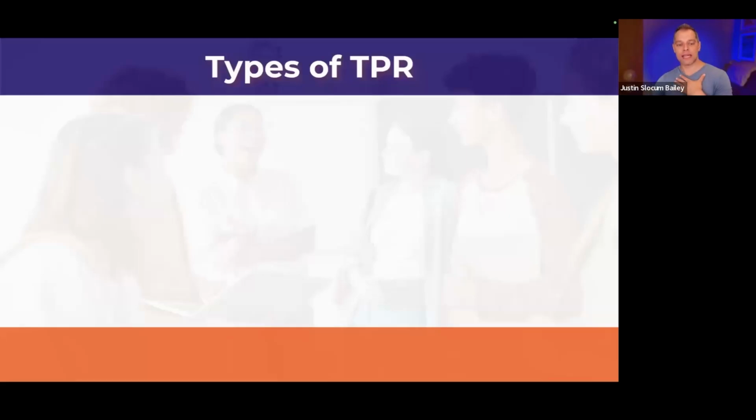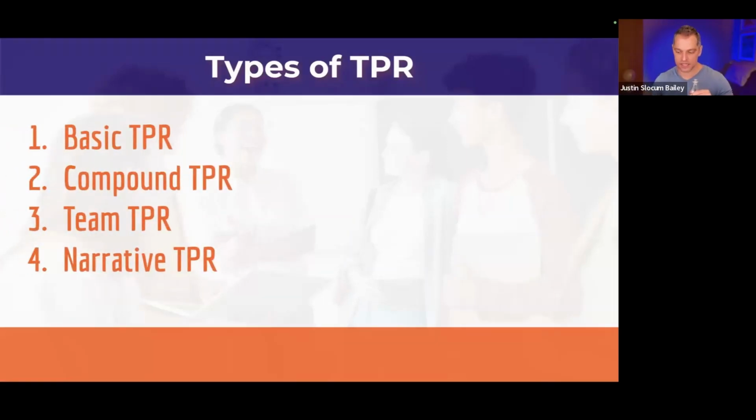The way I break it down for myself, this is not something from a book or something like that. This is just how I digest it for myself and how I'll share it with you, is that there are kind of four main types of TPR. I'll give you a sec to glance over those, and then I'll make some comments about each one. So we've got basic TPR, compound, team, and narrative TPR. And don't worry, I'll make clear what I mean by each of these and give some examples.